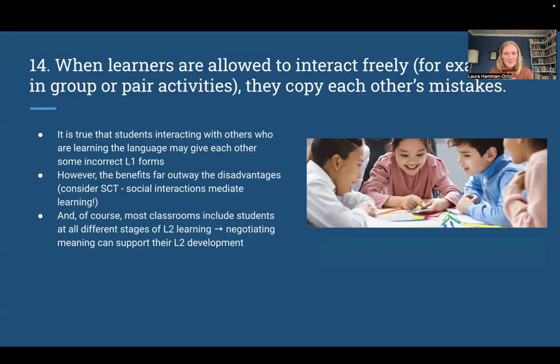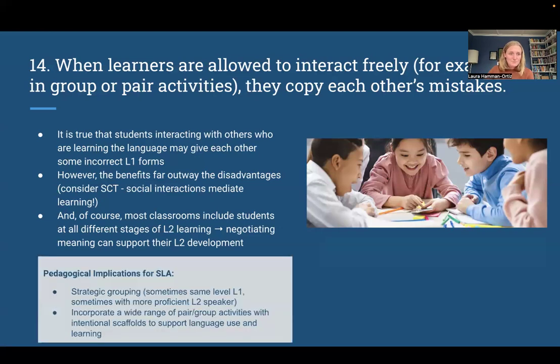And we know that with Long's interaction hypothesis, students will be negotiating for meaning. And if they're working with a peer who is a more proficient speaker of that language, that peer might make some modifications to help them better understand what they're trying to communicate. And the learner might then also recognize if what they're saying is comprehensible or not. So much can happen when students interact in groups.